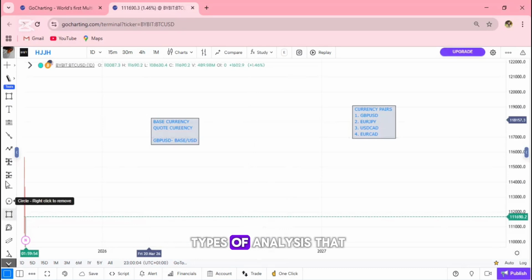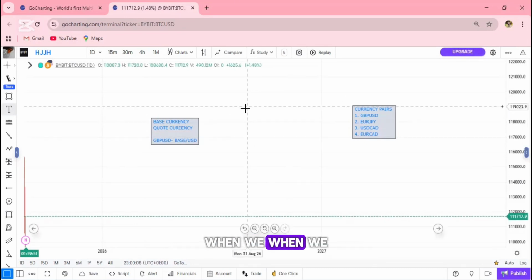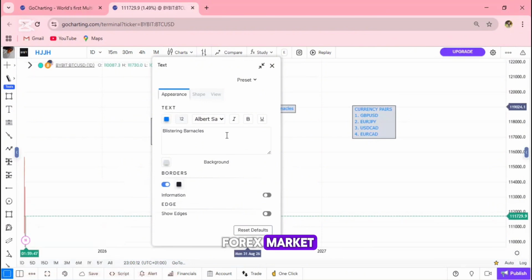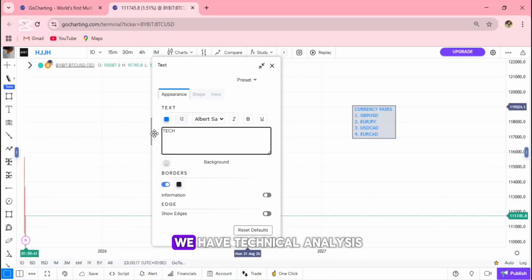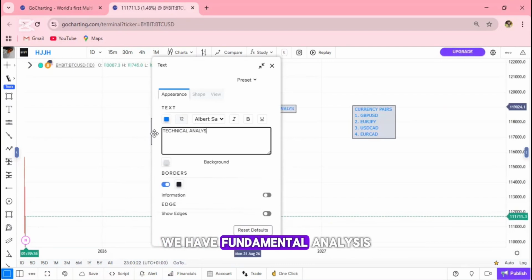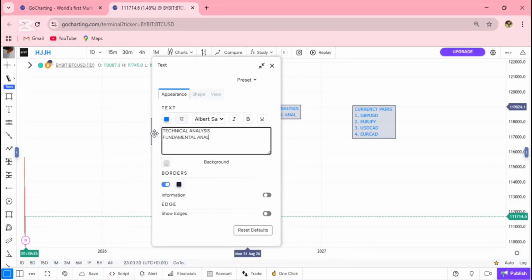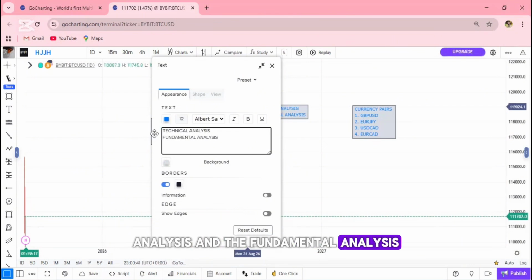So now we have two types of analysis. What are the two types of analysis that we have when we are talking about the forex market? We have technical analysis, and we have the fundamental analysis. Let me break it down here. So, talking about the technical analysis and the fundamental analysis, let me talk about the fundamental analysis first.